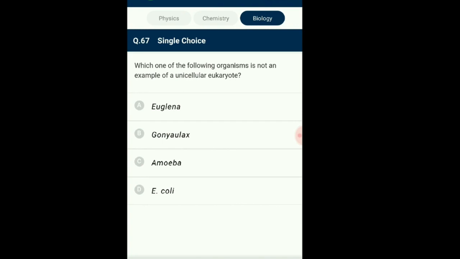Question number 67. Which one of the following organisms is not an example of unicellular eukaryote? Euglena, Gonyaulax, and amoeba all are unicellular eukaryotes. E. coli is a unicellular prokaryotic bacterial cell. So the answer is option D, E. coli.